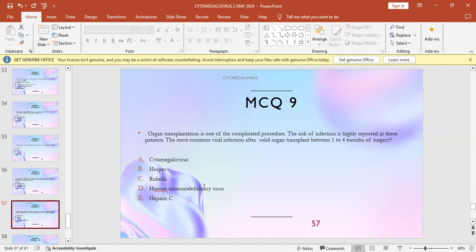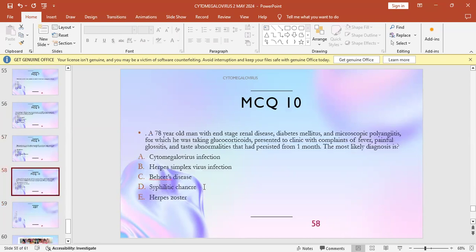Ninth MCQ: Organ transplantation is one of the complicated procedures. The risk of infection is highly reported in these patients. The most common viral infection after solid organ transplantation between 1 to 4 months of surgery is cytomegalovirus, herpes, rubella, human immunodeficiency virus, or hepatitis C. A, it's cytomegalovirus that can spread after organ transplantation.